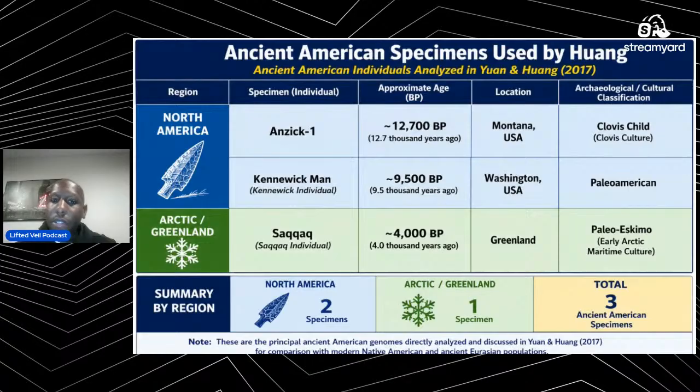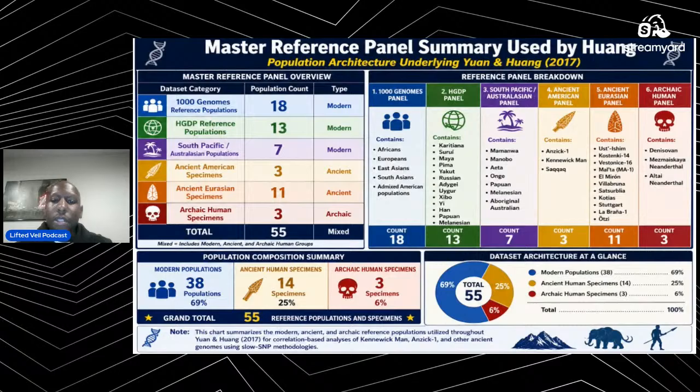Okay, ancient American specimens. I wasn't too far off of my age estimate for Anzick-1 and Kennewick Man. Three of those specimens were used. And this is the overall populations and panels that were used in this study. So you had 38 modern populations, 14 ancient human specimens, and 3 archaic human specimens, for a total of 55. I think the prior study in 2015 had about 52.